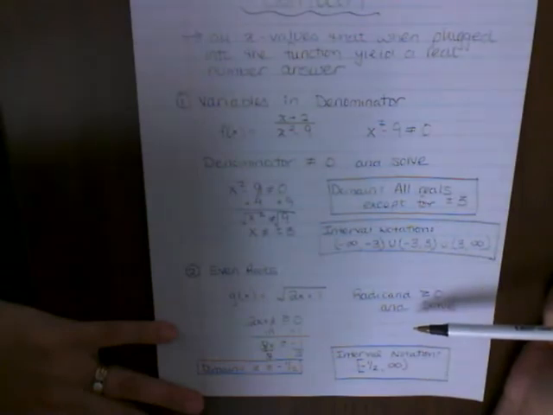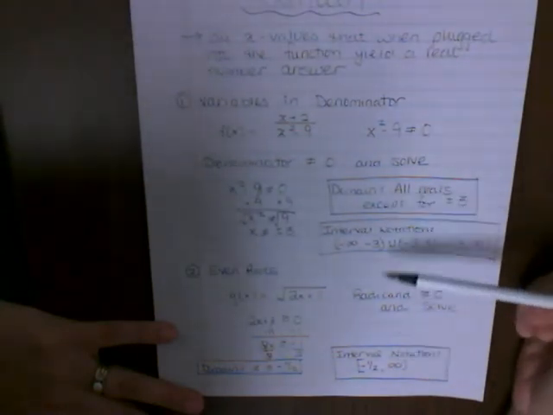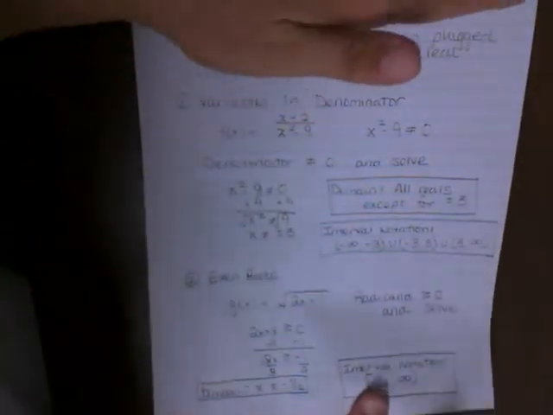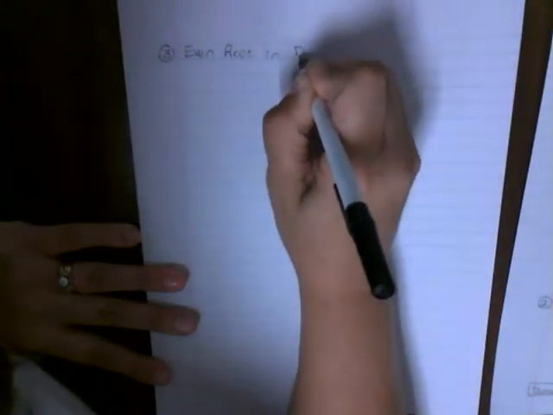Those are the two main culprits that we see that require us to throw numbers out of our domain. These two things make it so that we can't plug anything that we want into the function and get a real number answer back. It is possible that there is a combination of those two. So I'm going to write it as a third possibility that we have an even root in our denominator.